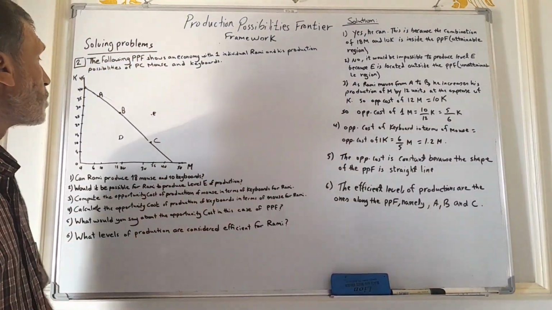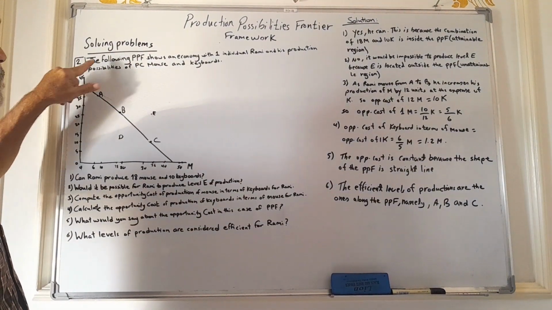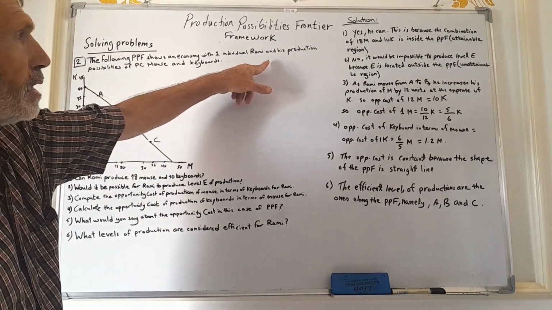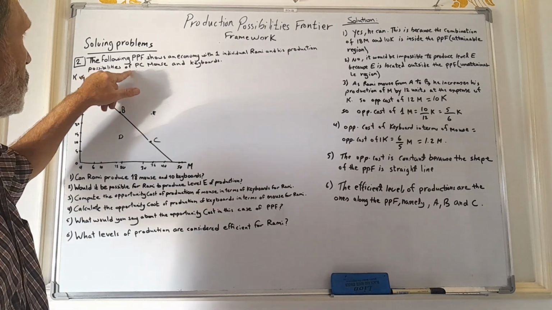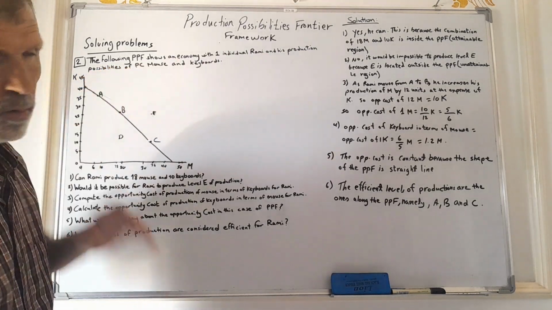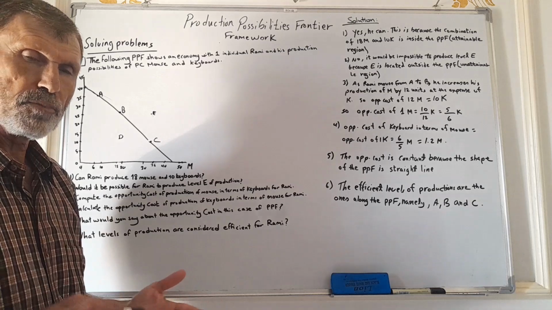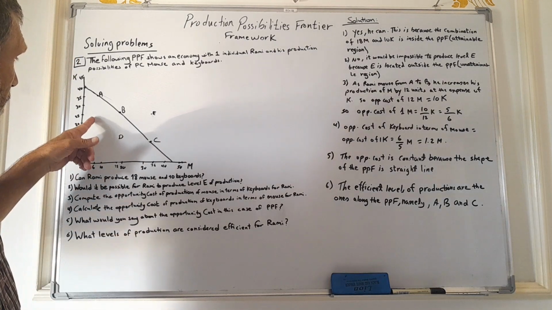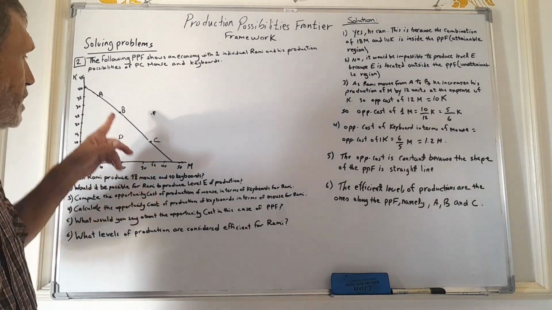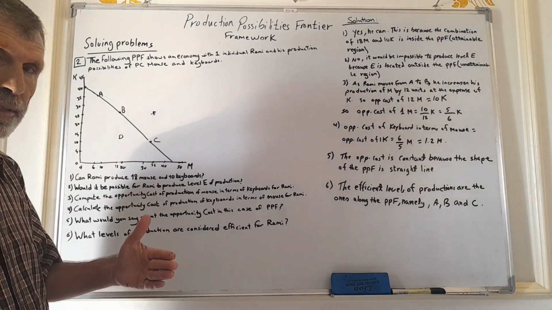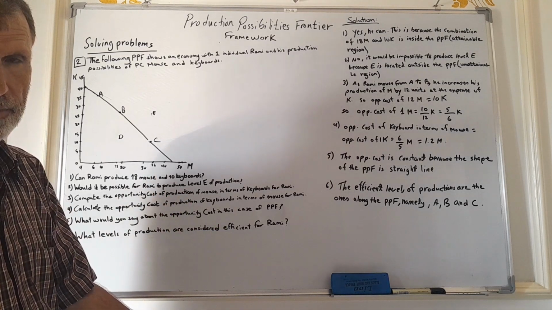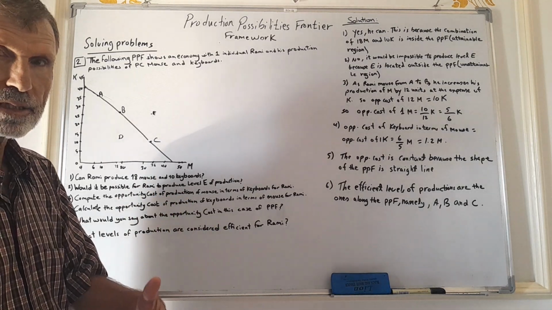Okay, now we move to problem 2. Problem 2 says the following PBF shows an economy with one individual, Rami, and his production possibilities of PC mouse and keyboards. So we have two goods, keyboards and PC mouse. As you can see, the production possibility of Rami is a straight line, which implies that the opportunity costs are constant. This is what we discussed during the lesson.